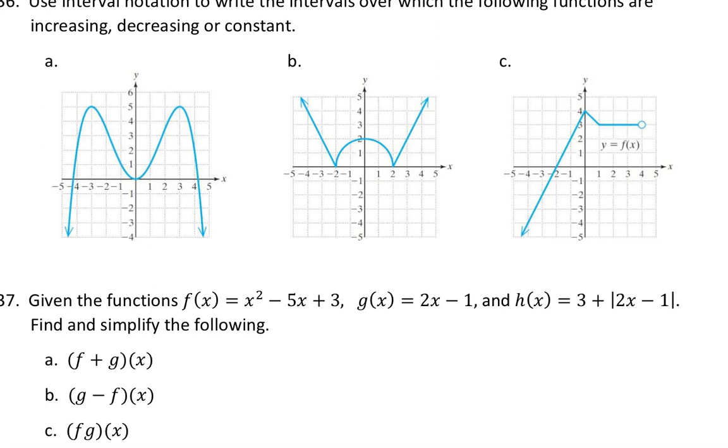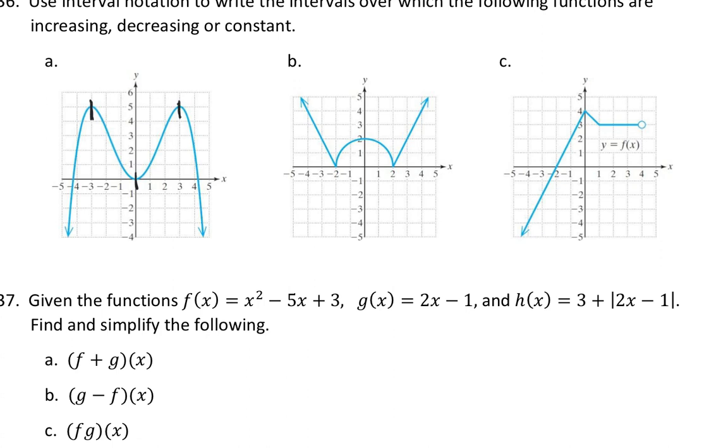So for problem number 36, it asks us to use interval notation to write the intervals over which the following functions are increasing, decreasing, or constant. So let's start with part A. What I'm going to do is start by just marking the spots at which it seems like this graph changes directions. So I see a change in direction here, change in direction here, and one more here.